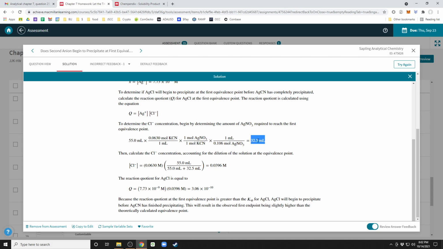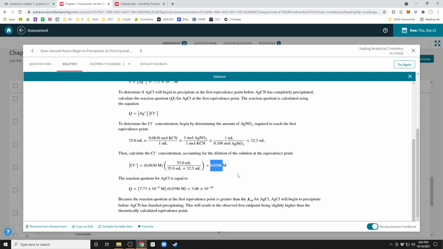Once we have the milliliters it would take to do the titration, well, now we can go ahead and figure out what would be our new concentration for Cl-, because we've diluted this solution quite a bit. We've put 32.5 more milliliters in here to dilute it. So we do an M1V1 equals M2V2 to get the new concentration of Cl-. That means we take the concentration we were given, we multiply it by the volume we were given, and then we divide it by our new volume, which is 55 plus the 32.5 milliliters. And that would be our initial concentration of our Cl-.